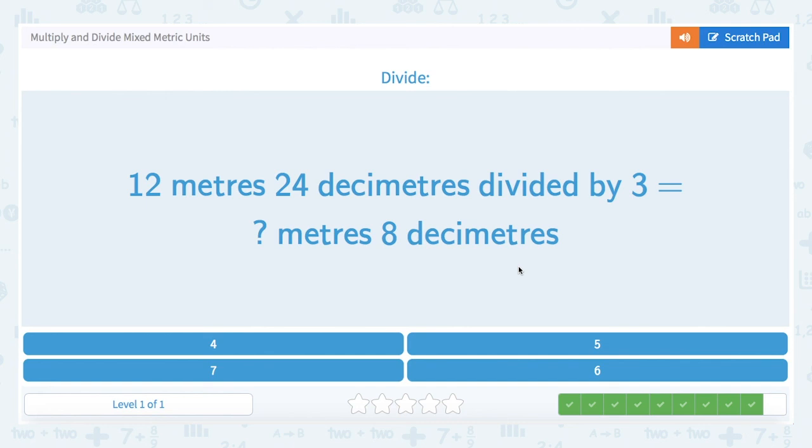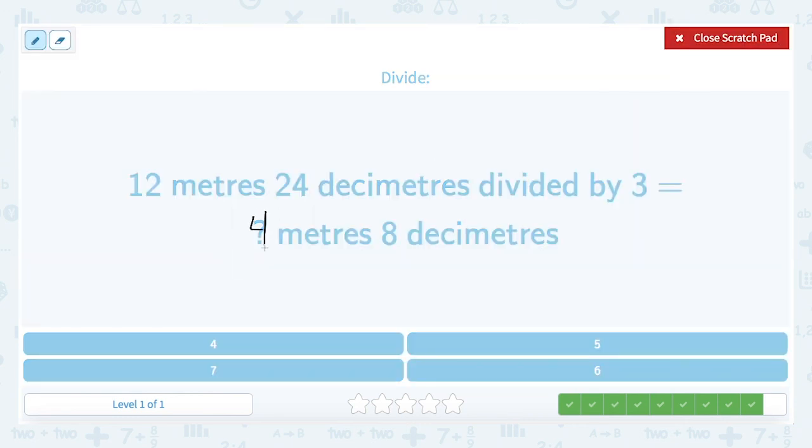12 meters, 24 decimeters divided by 3. So 12 meters divided by 3 would be 4 meters. 24 decimeters divided by 3 would be 8. And that was already there given to us. A decimeter is 1/10 of a meter. I have 8 of them. It would take 10 decimeters to make a whole meter. So I don't have any decimeters to turn into meters and to give to my meters. So that means this one's pretty simple. The answer is 4.